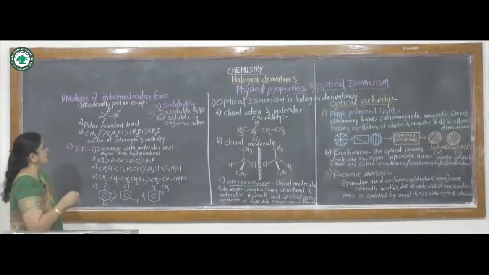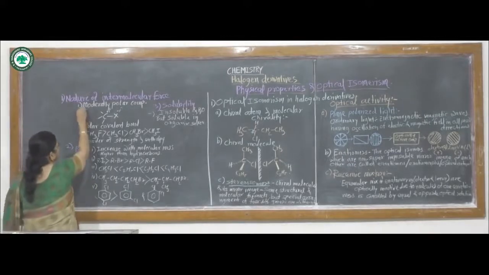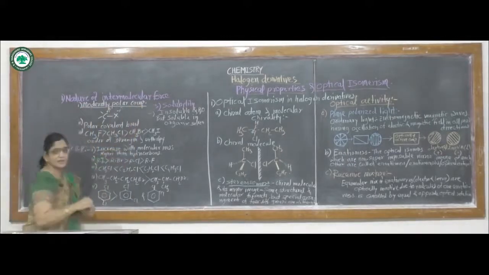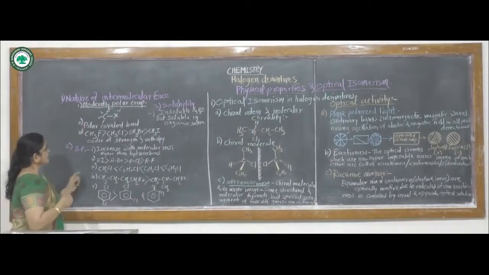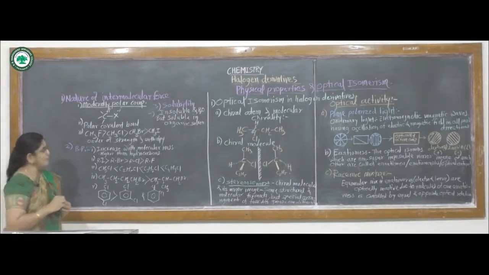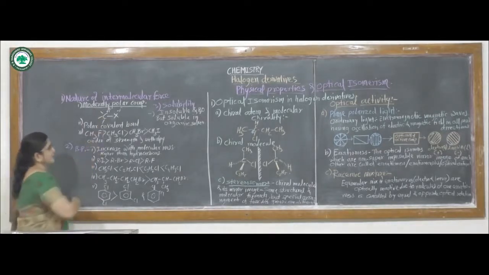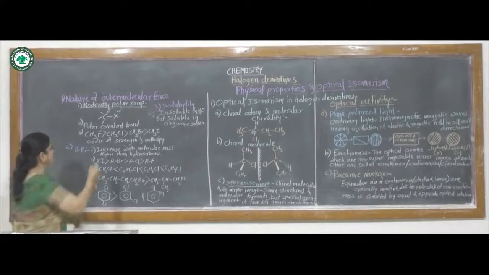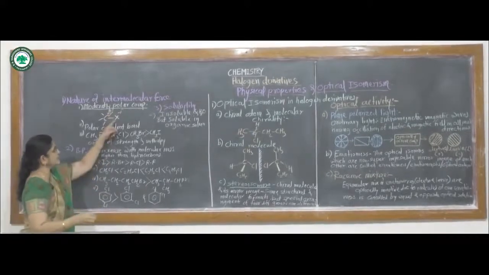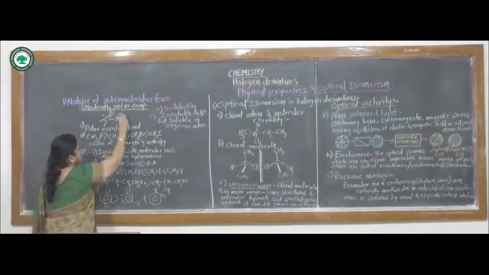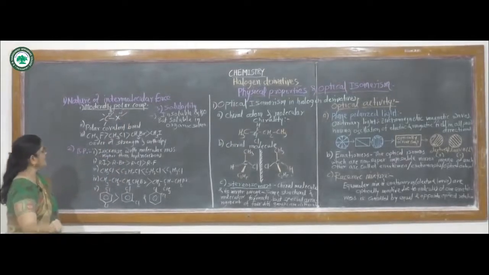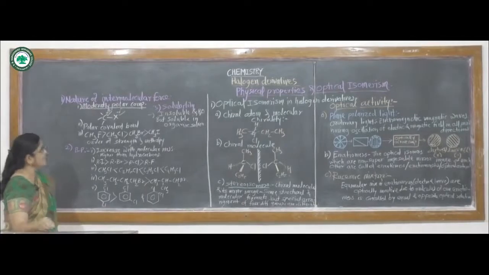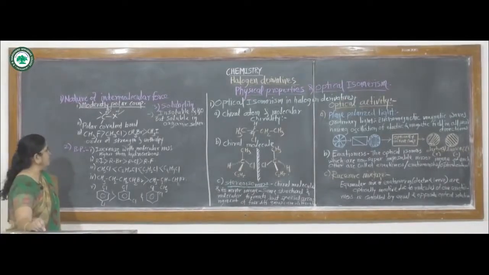First of all, halogen derivatives are moderately polar compounds. They have a polar covalent bond because on the carbon atom there is a partial positive charge and on the halogen atom there is a partial negative charge. Hence it is a polar covalent bond and a moderately polar compound.